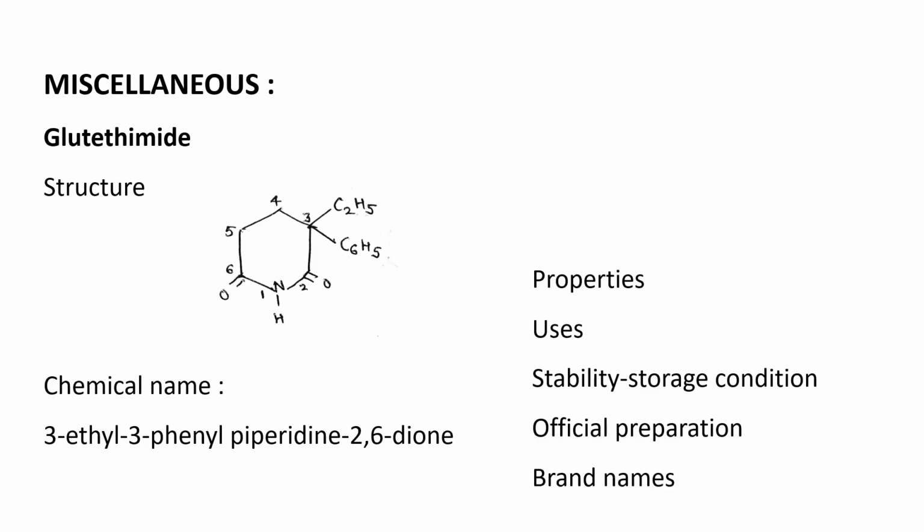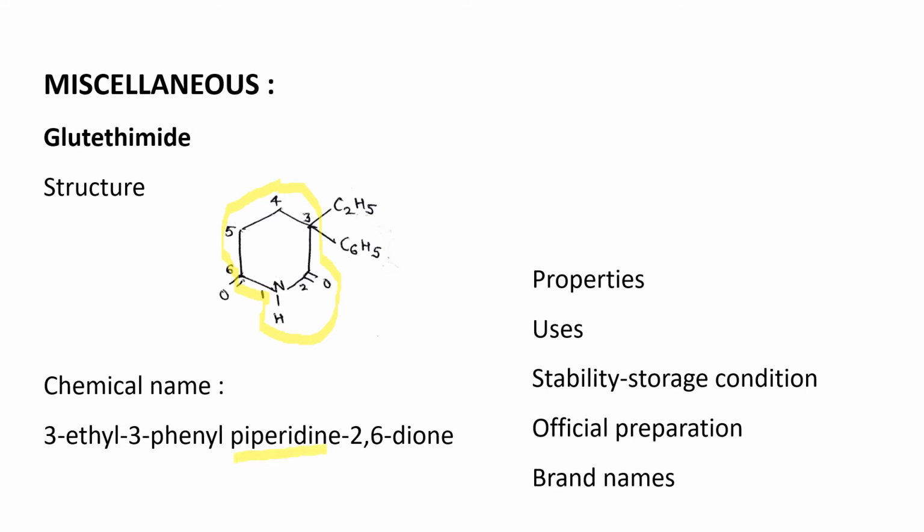Then the next drug, that is glutathione. This is the structure of glutathione. Now first identify the parent structure. This is the parent structure. What is the name of the parent structure? This is your parent heterocyclic ring. 6-membered ring having one heteroatom at first position and the ring is saturated. That is the structure of your piperidine.